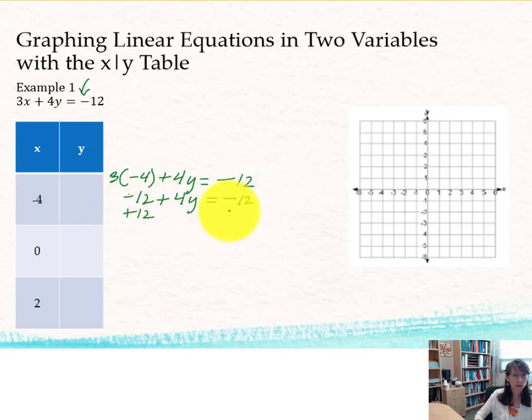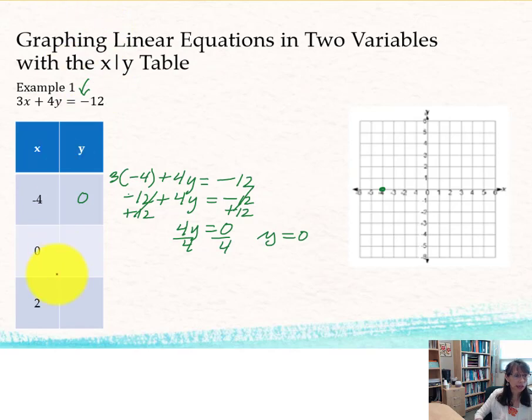If I add 12 to both sides of the equation now, I can see that it's eliminating on both sides, so 4y is equal to 0. When I divide by 4, I get a y value of 0. So our first ordered pair is negative 4, 0. I can come over here and plot negative 4, 0. Obviously, that's not enough information to graph that line, so we need more ordered pairs to plot.